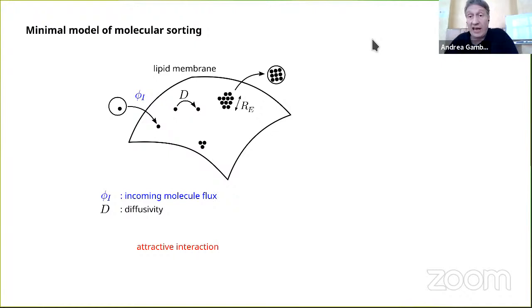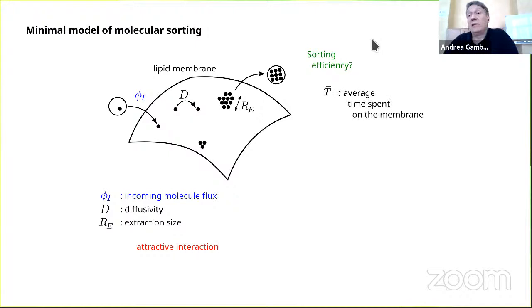And how much time do these molecules spend on the membrane? So you have a natural quantity to consider here, which is the average time that the molecule spends on the membrane. You may imagine that if this time is short, then the process of sorting would be efficient, and if this time is long, it would not be efficient. And you can also speculate that, since this molecular sorting is linked to many fundamental responses of the cell to its environment, perhaps having a fast sorting may be evolutionarily advantageous for the cell.